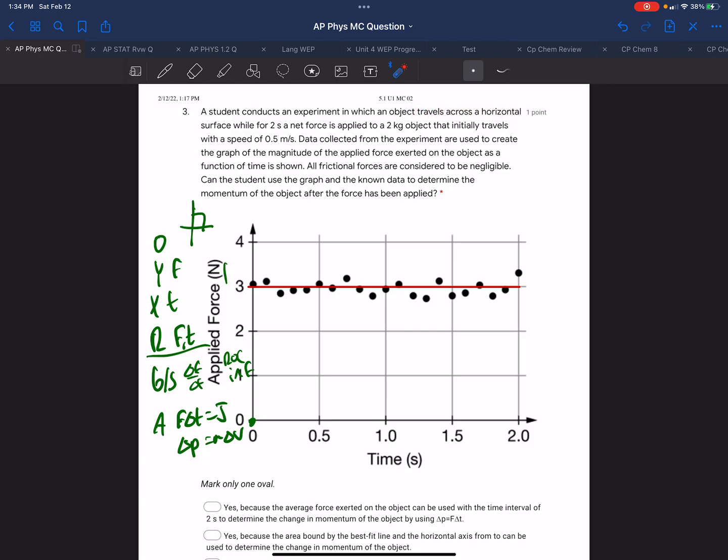The object travels across a horizontal surface for 2 seconds. There's a net force applied to a 2 kilogram object. That's the first bit of information we haven't used. With a speed of 0.5 meters per second. So we have an M and we have a V0. Used to create the graph. All friction is negligible. Use the graph and known data to determine the momentum of the object after the force was applied.